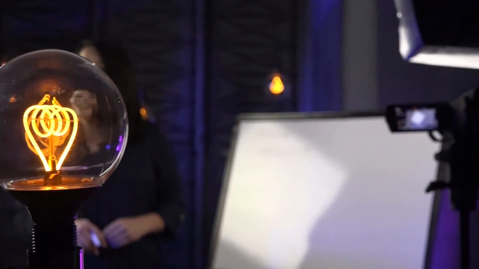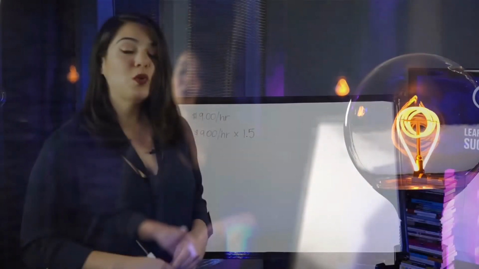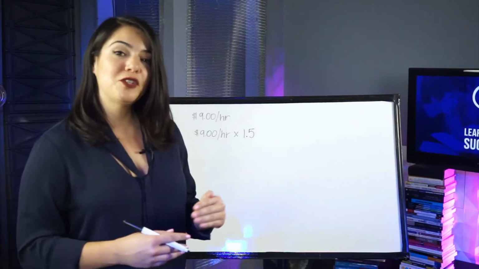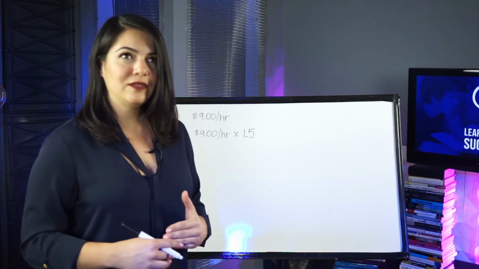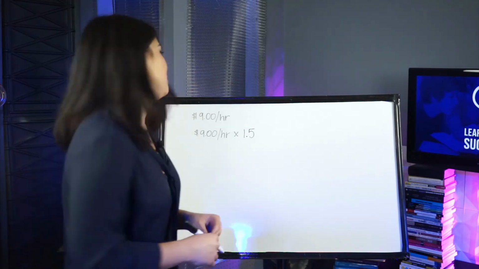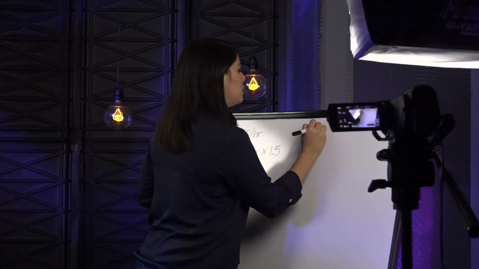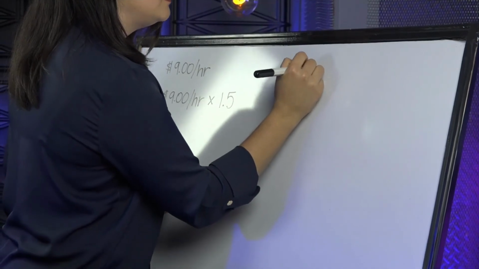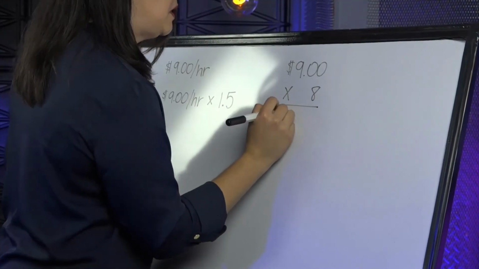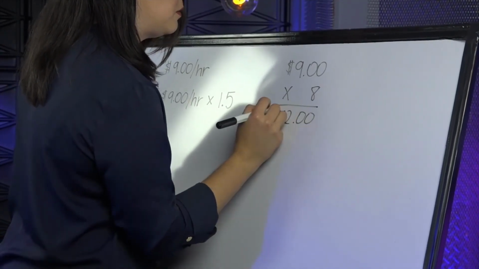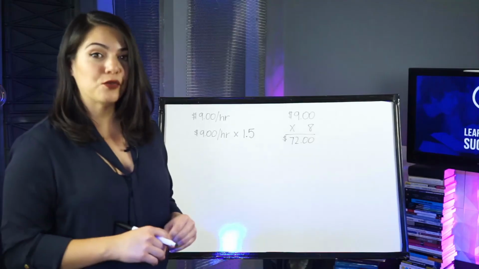It's asking us how much did he earn on Tuesday when he worked 10 hours. So we have to figure out how much he earned in the first 8 hours and then how much he earned in the second 2 hours that he worked. So let's take a look at how much he earned for the first 8 hours. To find that, we will multiply $9 times 8 hours. 9 times 8 is $72. That is how much he earned the first 8 hours of work.